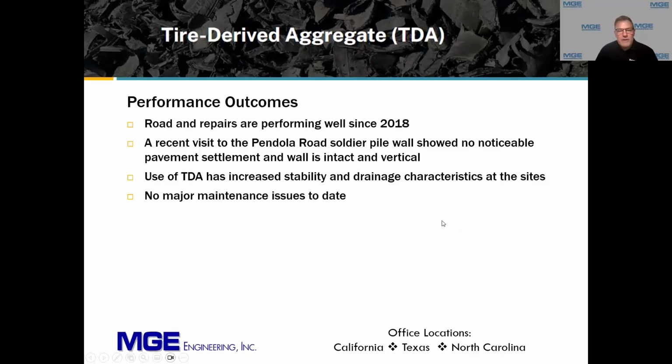So performance outcome, the roads and the repairs are performing well since 2018. Martin and I recently visited a few of the sites, and they're holding up really well. Over the years, I have visited the sites from time to time and not noticed any pavement problems or any issues really. The sites are performing really well. There have been no major maintenance issues to date, other than sometimes some of the soldier pile lagging has been stolen by some of the residents. But aside from theft, the project's holding up real well.